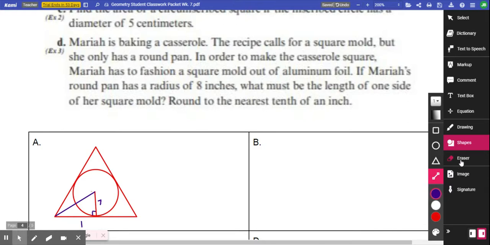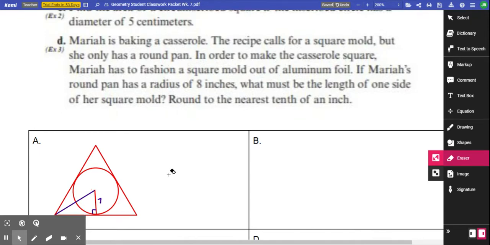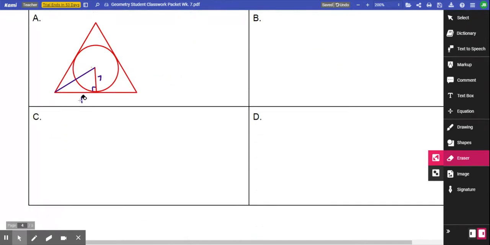Let me go back to my pen. Okay, if we can find this measurement, then we can double that to find the whole, and then multiply that by 3 to find the perimeter. All right, so we know that if this is an equilateral triangle, then each of these is 60, and half of 60 would be 30. So this is a 30, 60, 90 triangle.